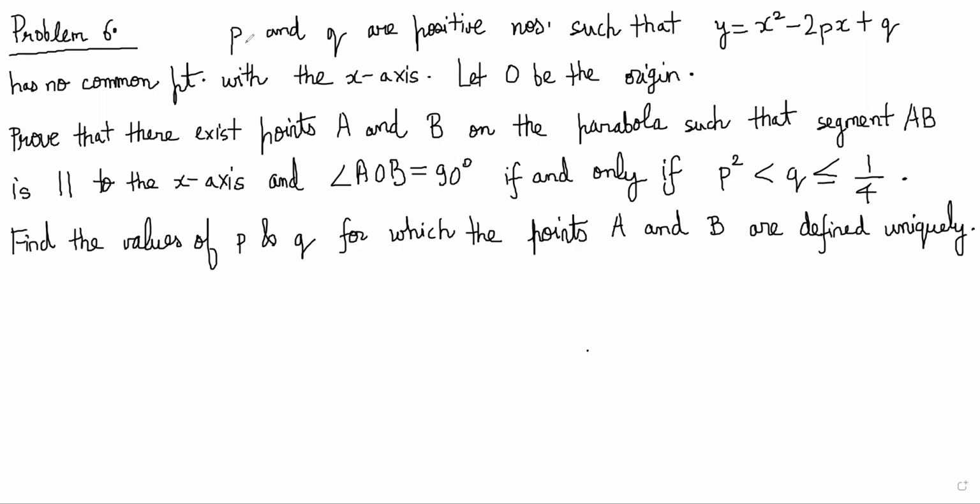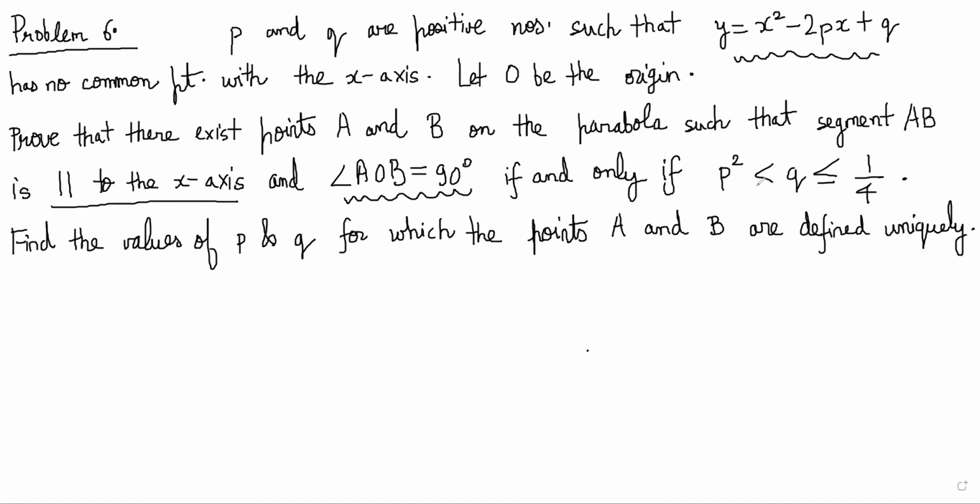So this says P and Q are positive numbers such that this parabola y is equal to x square minus 2px plus q has no common point with the x-axis. Then it says let O be the origin. Prove that there exist points A and B on the parabola such that the segment AB is parallel to the x-axis and angle AOB is equal to 90 degrees if and only if this condition is true, right?